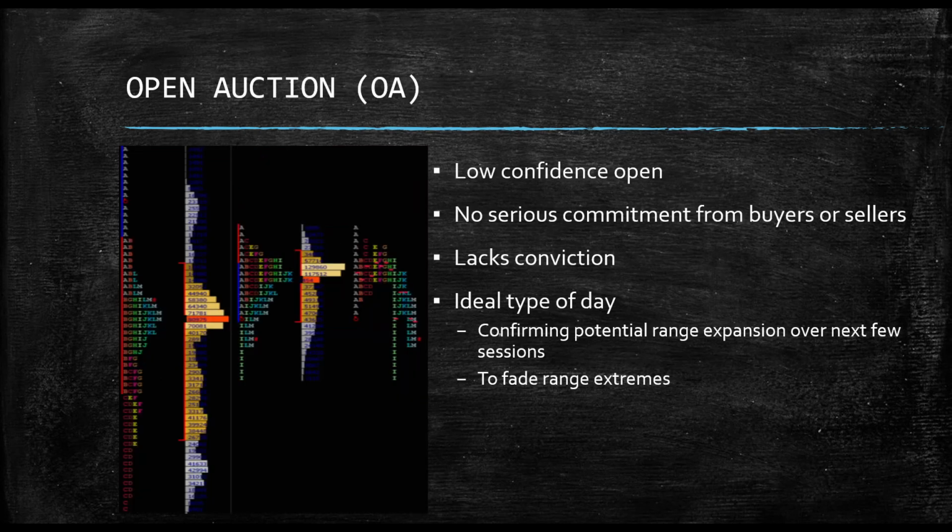The last open type is open auction. The market opens within the previous day's balance with no serious commitment either from the buyers or sellers in making a directional move. So the market auction lacks conviction, where the market participants agree on a fair value and trade back and forth with no conviction whatsoever. So this is an ideal type of day where we may potentially have a range expansion over the next few sessions. These narrow ranges typically denote range contraction that may soon turn into a range expansion. So the ideal type of trades with this type of open is to fade the range extremes from the prior day. Spotting the open types is really important in setting the bias for an open trade.